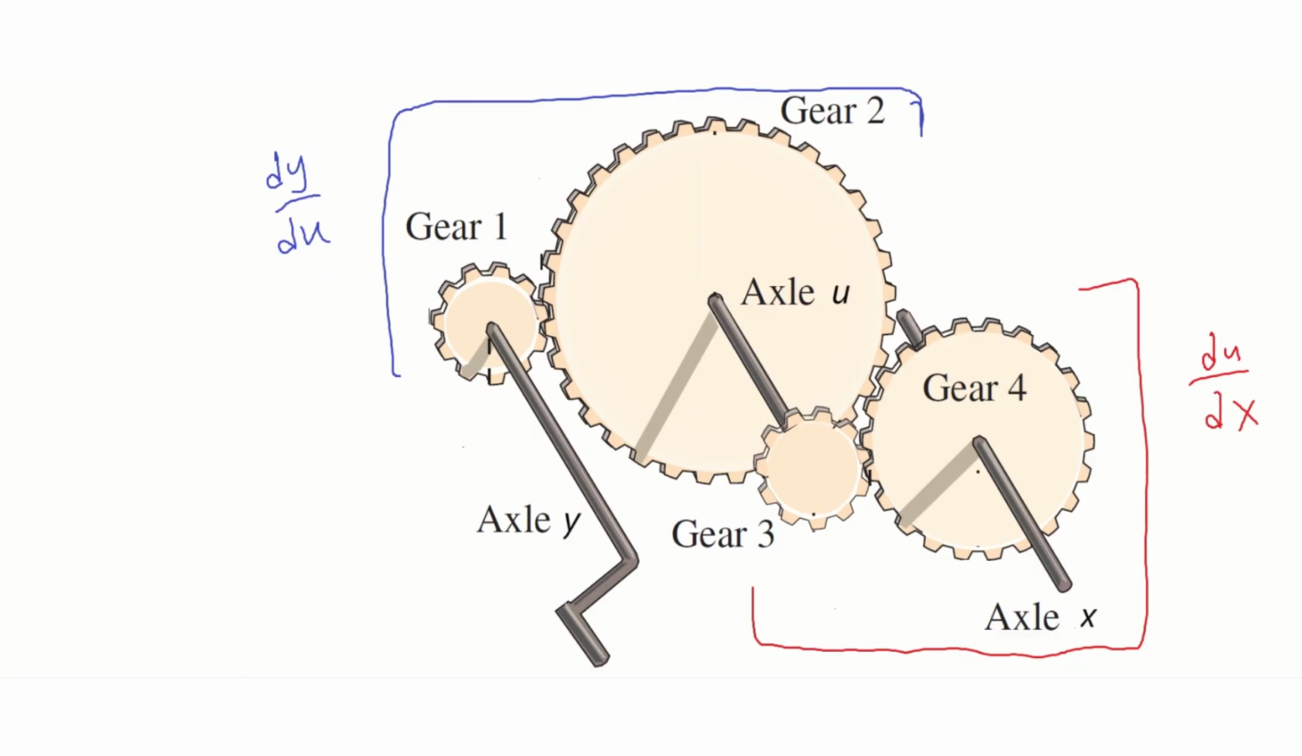Combining these two, we can get dy/dx, that is, the rate of change of the first axle, y, with respect to the third axle, x. dy/dx is the product of the rate of change of y with respect to u and the rate of change of u with respect to x. This is called the chain rule.